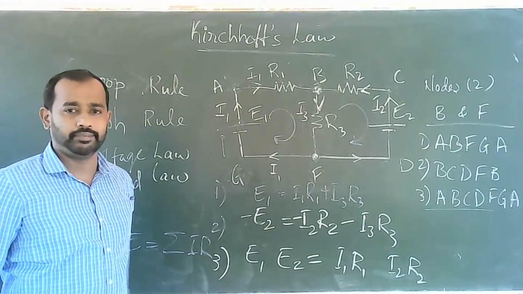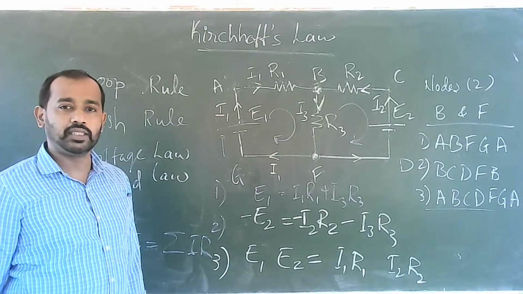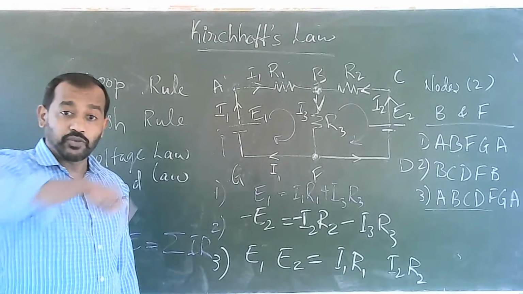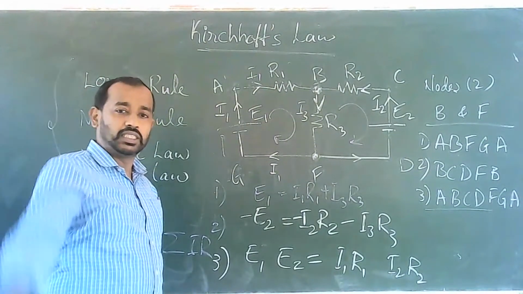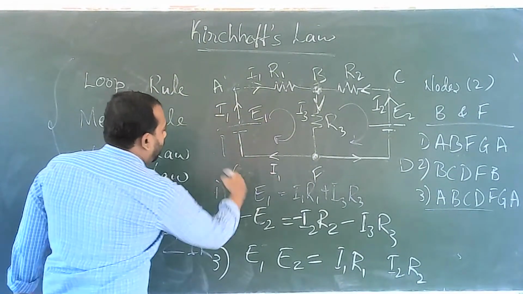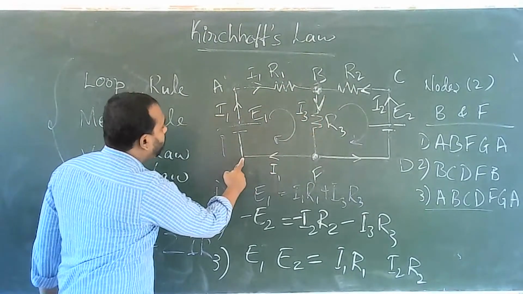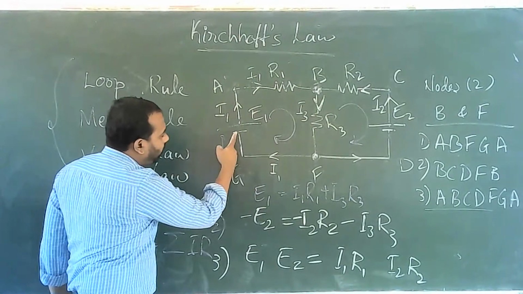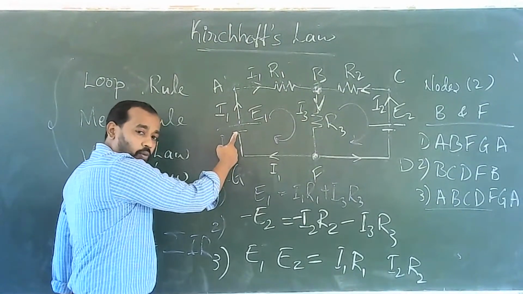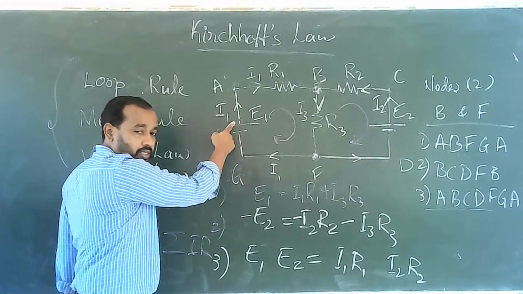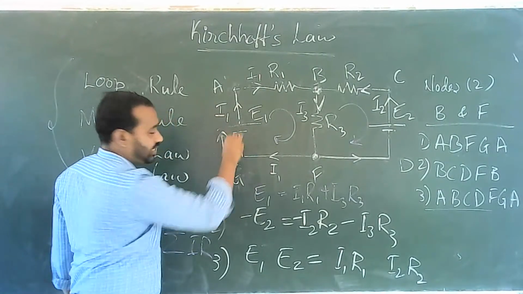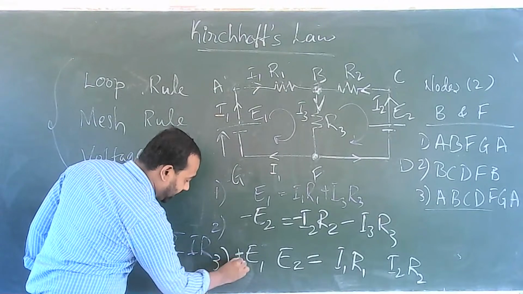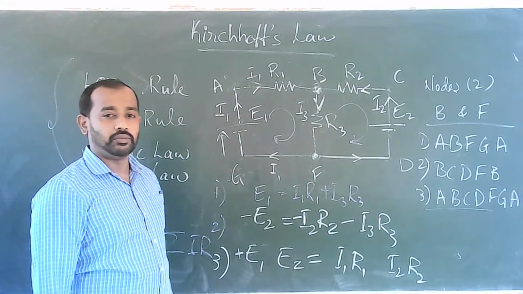Two cells, two IR drops. What is the sign convention? Since we are moving in a clockwise direction, when we consider the cell E1, we are moving from lower potential, negative, to the higher potential, positive. Energy is increasing. So therefore, E1 is treated as positive.